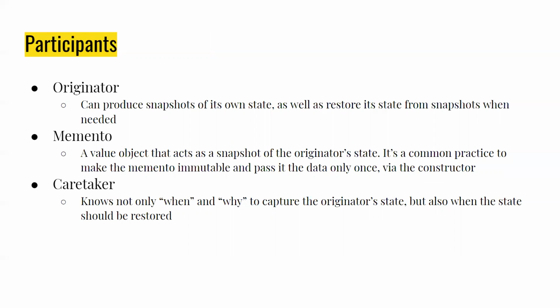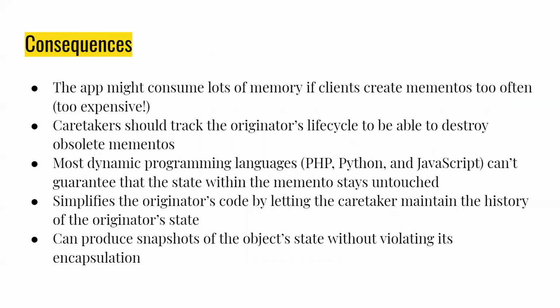And the caretaker knows not only when and why to capture the originator state, but also when the state should be restored. A caretaker can keep track of the originator's history by storing a stack of mementos. When the originator has to travel back in history, the caretaker fetches the topmost memento from the stack and passes it to the originator's restoration method.